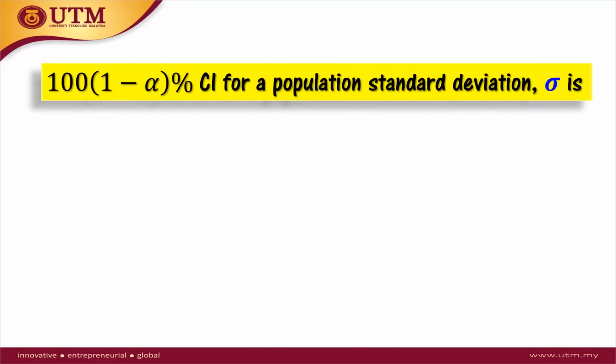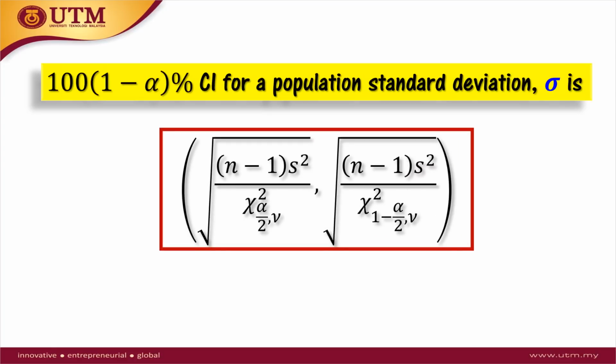What do you think the confidence interval for the unknown population standard deviation sigma would be? Do you have any clue? Yes, you're right. To construct the confidence interval for the population standard deviation sigma, what we can do is to square root the final answers that we obtain for the confidence interval for a population variance sigma squared.